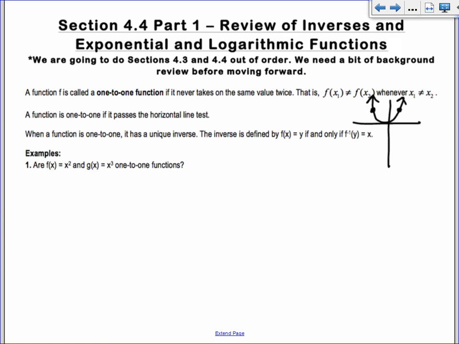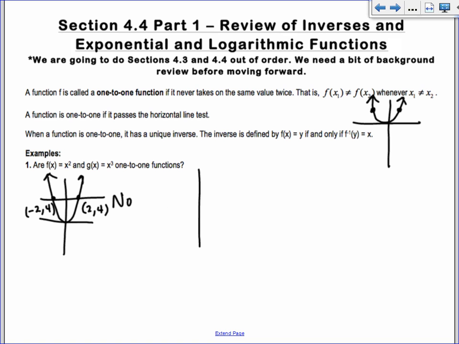Okay. So it says: are f of x equals x squared and g of x equals x cubed one-to-one? I just told you f of x equals x squared is not one-to-one because it's a parabola. The point 2 comma 4 and negative 2 comma 4 have the same y value. If you ever have the same y value, there's not a unique inverse. Remember, an inverse is where you switch your x and y values, so you're asking: is the inverse going to pass the vertical line test? Is it a function? No. And then x cubed: does that pass the horizontal line test? Yeah, so it's good.